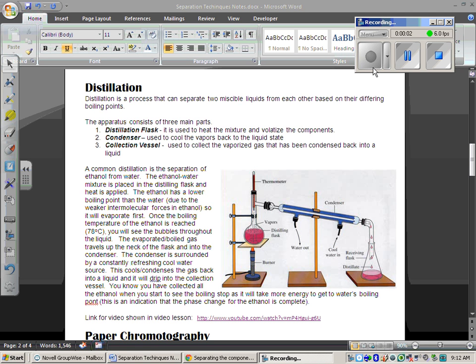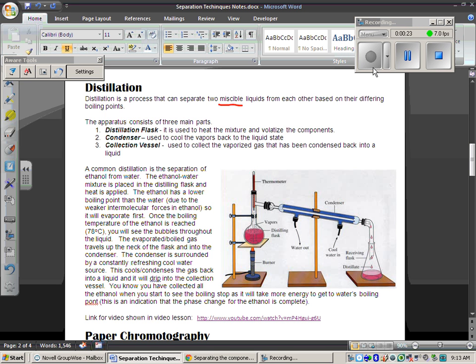Okay, so the next technique we're going to talk about is called distillation. And I actually think distillation is really super cool, because distillation is what's used when we are trying to separate two liquids from each other. And in the definition up at the top of distillation, you see the word miscible. You can make note to yourself, if you don't know already, that miscible means mixable. Okay, means that they are mixable with each other.